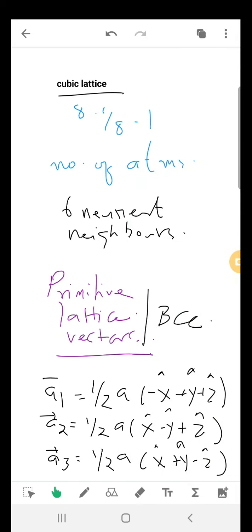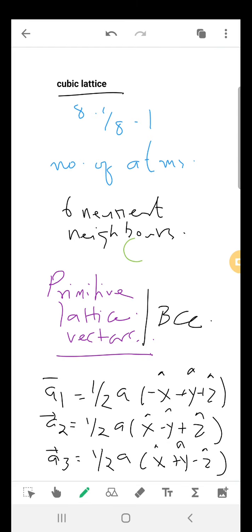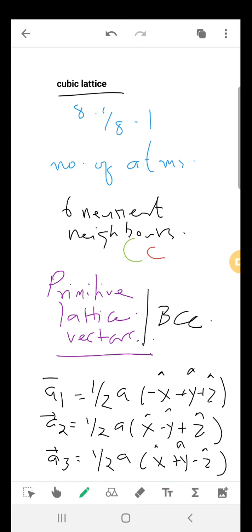Then in the cubic lattice, we all know that there are 8 corners. Each one is giving 1/8 of contribution. So the total number of atoms, or total number of sites, is equal to 1. And there are 6 nearest neighbours, and this is also called the coordination number, CN, coordination number.